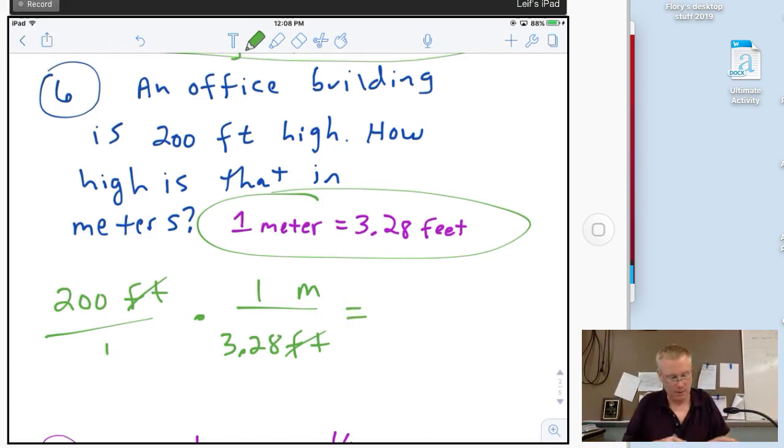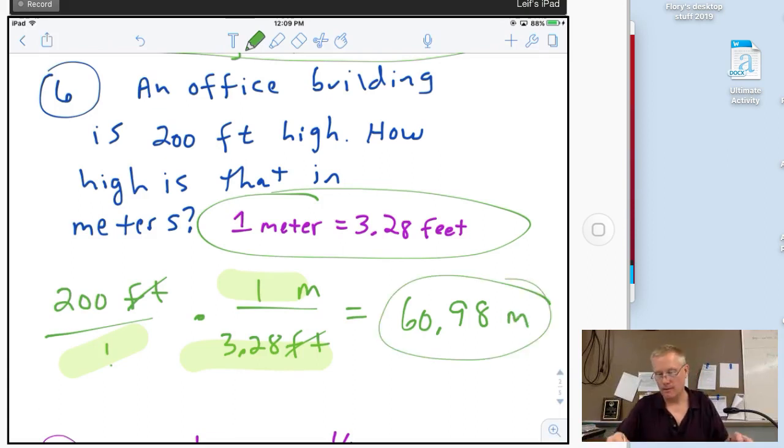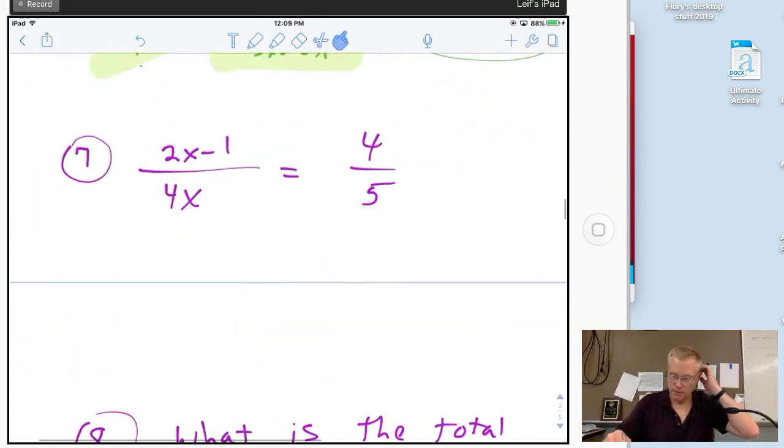Okay, and then I'm going to take my handy dandy calculator and go 200 divided by 1 times 1, and then divide by 3.28. All right, divide by 3.28 equals 60.98. And that would be in meters, m for meters, okay? That's your answer.